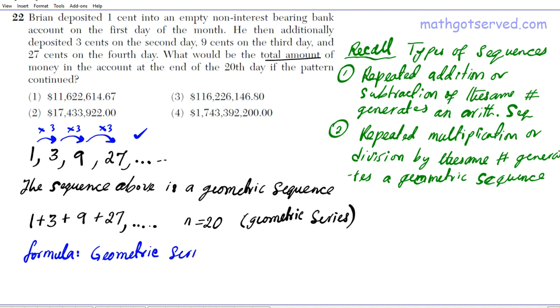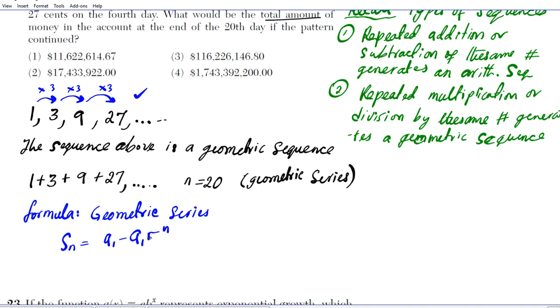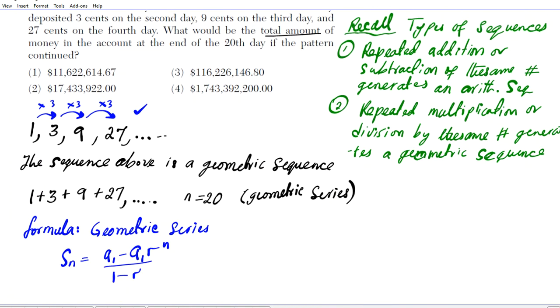Okay? Formula for geometric series is Sn equals a1 minus a1 times r to the nth power divided by 1 minus r. Okay? Alright, so we just need a1, r, and n, and then we can easily compute what the geometric series is. So let's list what we know. A1 is the first term. A1 is 1. That's the first term right there.